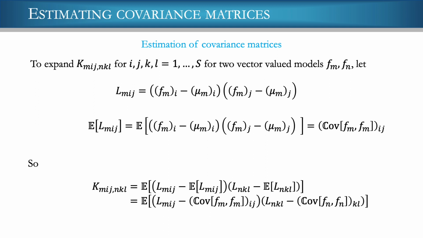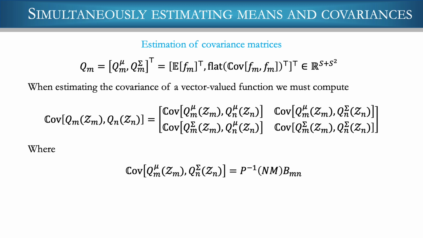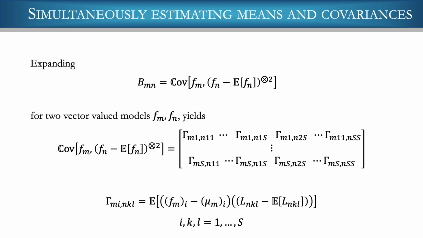On this slide, I present the estimated covariance of a multi-output estimator, both the mean and flattened covariance. The estimated covariance is a 2 by 2 block matrix. I've already shown you the expressions for the diagonal blocks. The expression for the off-diagonal block is shown on the bottom of the slide. And on this slide, I expand the form of B slightly to hopefully help you if you ever want to understand the matrix B more completely.